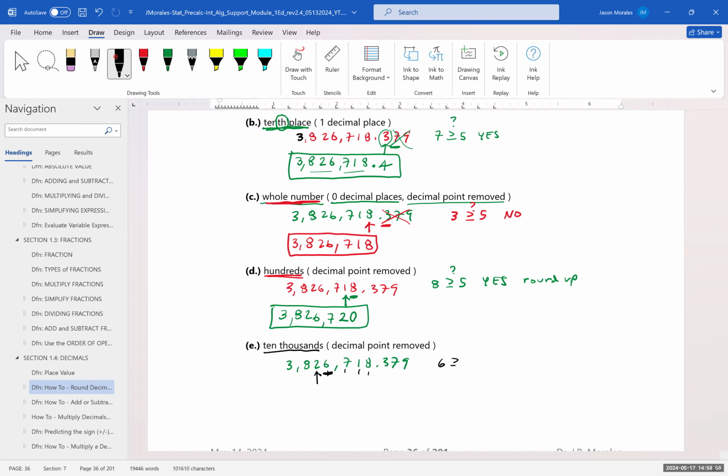And so is 6 greater than or equal to 5? The answer is yes, which means we are going to round up. So this 2 is going to get rounded up to a 3. And then we've got our decimal place here. And now we've got a bunch of zeros we have to put in for placeholders. So we have to put a 0 here where the 6 went, a 0 here where the 7 went, a 0 here where the 1 went, and a 0 here where the 8 went.